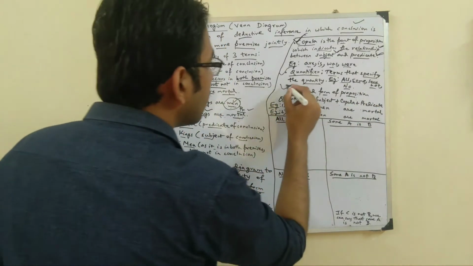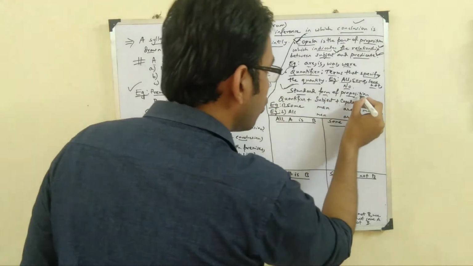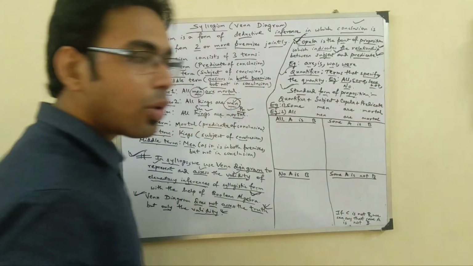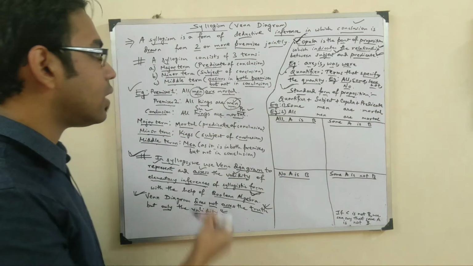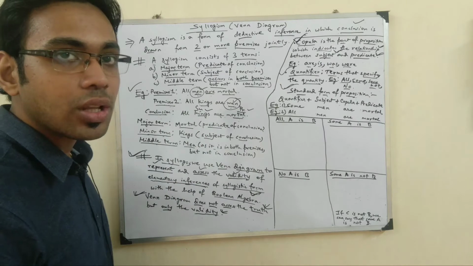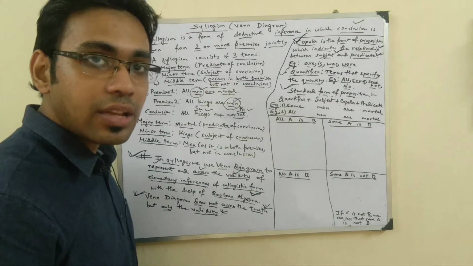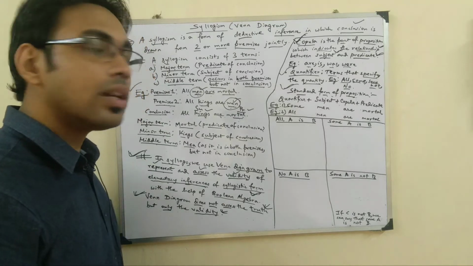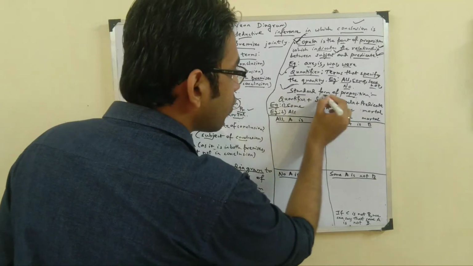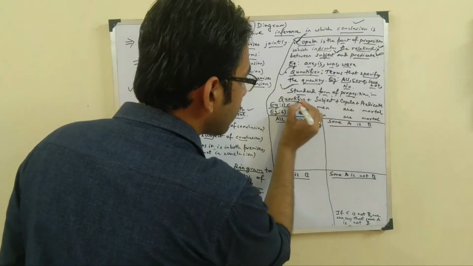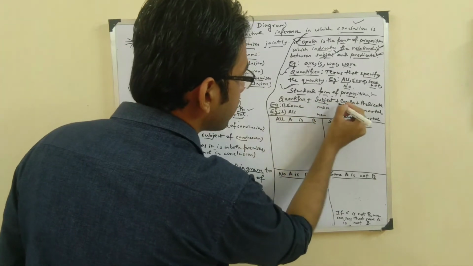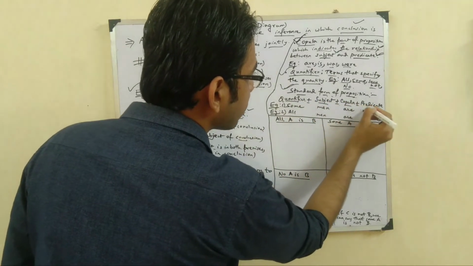Now the next portion. Standard form of proposition. Standard form of proposition is actually a representation of the premises or conclusion. Again I am repeating, standard form of proposition is actually a representation of the premises or conclusion. So standard form of proposition consists of quantifier plus subject plus copula plus predicate.